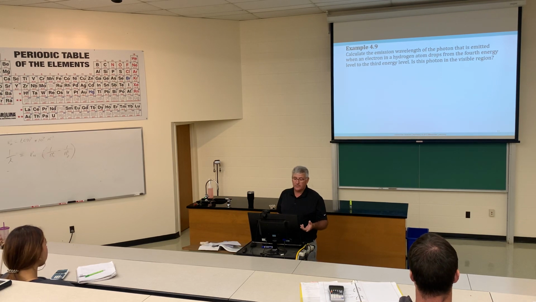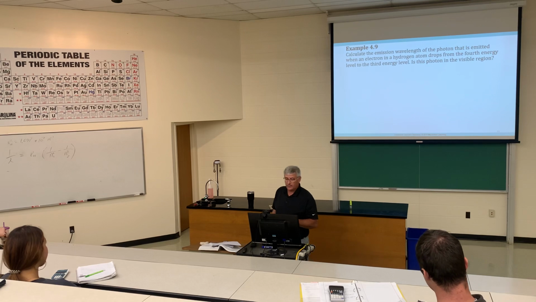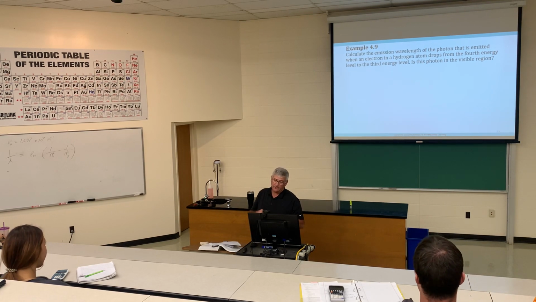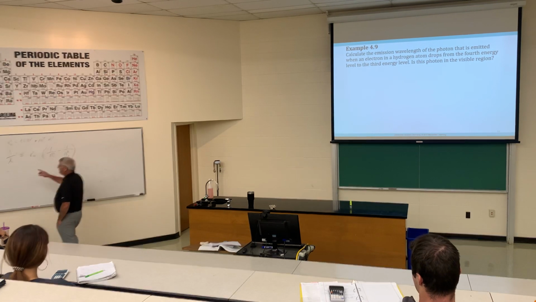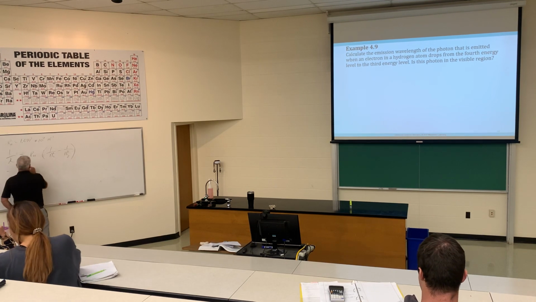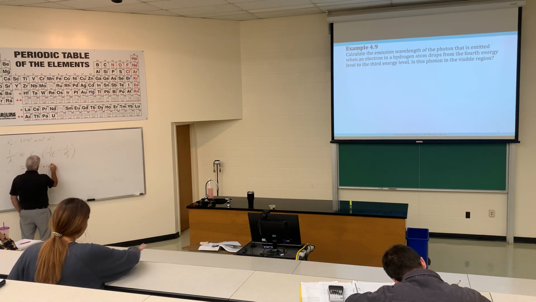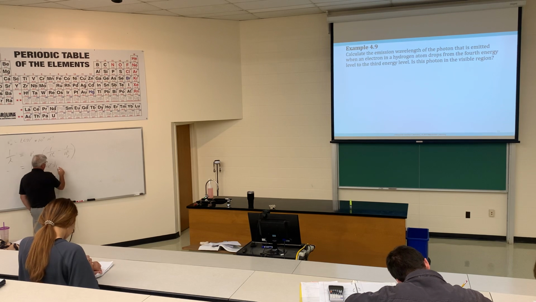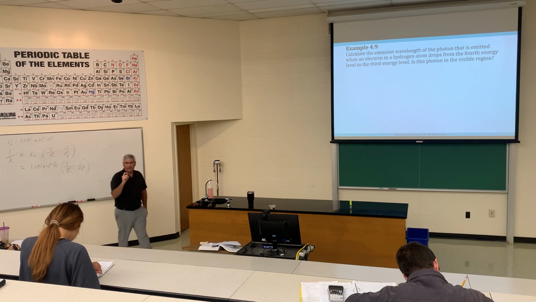Calculate the photon that is emitted when a hydrogen atom drops from the 4th energy level to the 3rd energy level. Is this photon in the visible region? Okay, so that means we want to ultimately find the wavelength. That's our goal in this. And so this is equal to 1.097 times 10 to the 7, 1 over meters, times 1 over 3 squared minus 1 over 4 squared. Oh my gosh, can't write. Brain and hand have been connected all day.